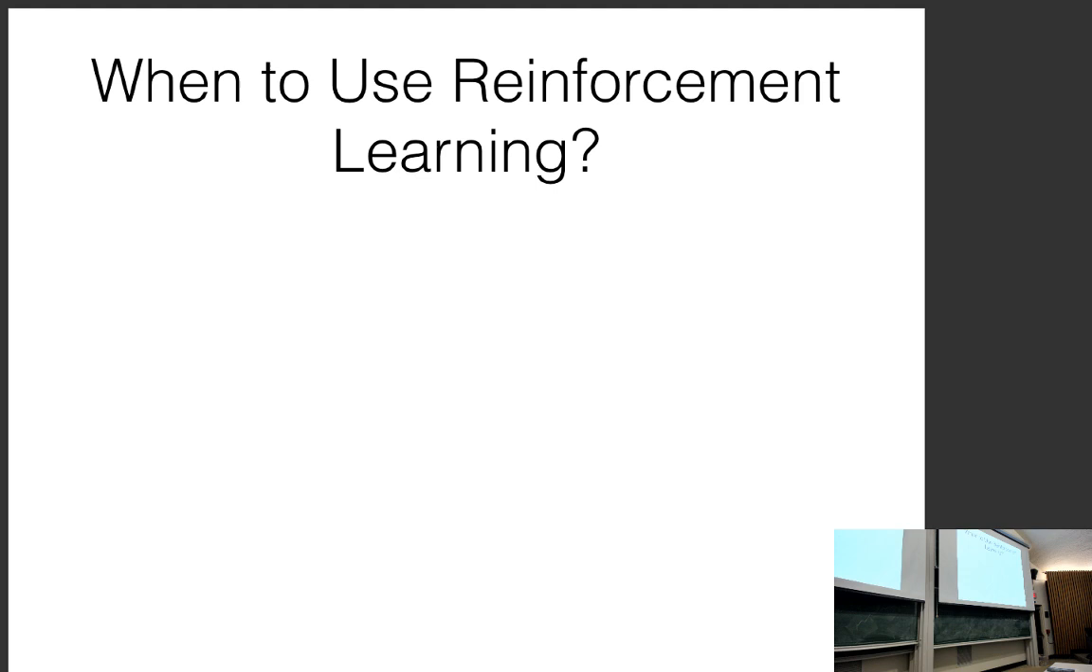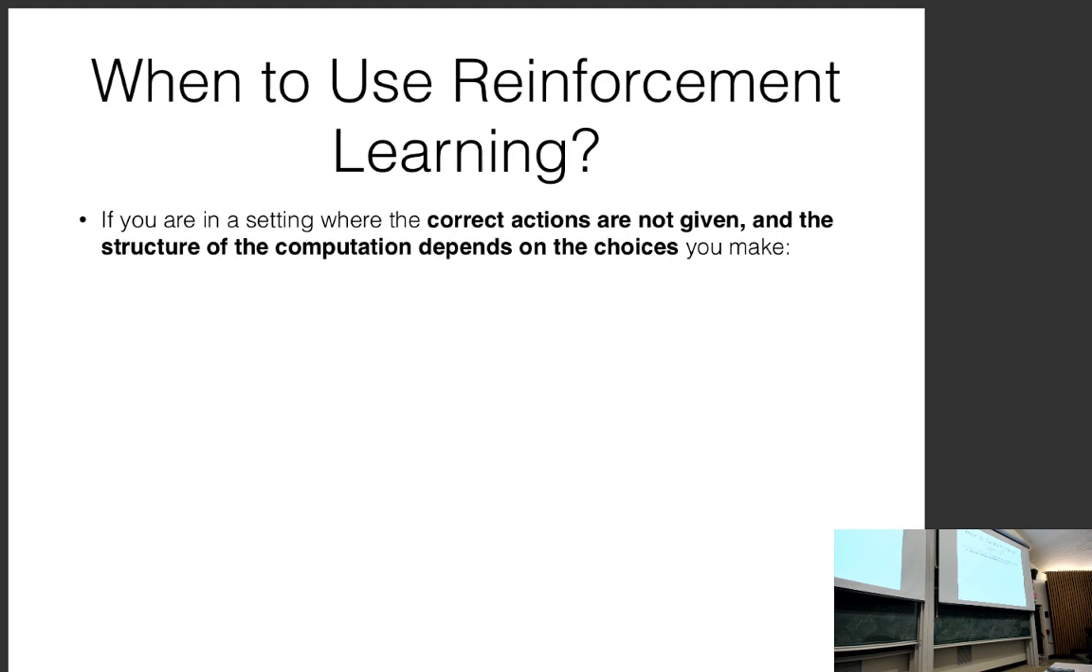So to go back to this, I mentioned there are a lot of different problems we could try to solve. In a setting where the correct actions are not given, and especially in the setting where the structure of the computation depends on the choices you make. So for example, let's say we have a latent tree learning model where you sample a tree structure and then you do computation based on the tree structure. For many instances of this, the computation that you do will change based on the tree structure you sampled.